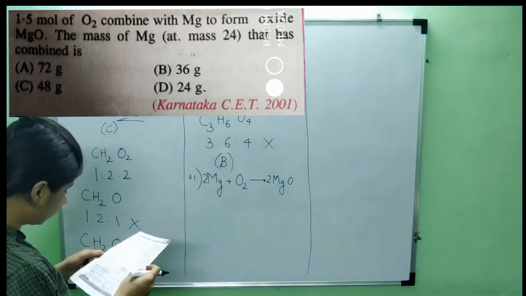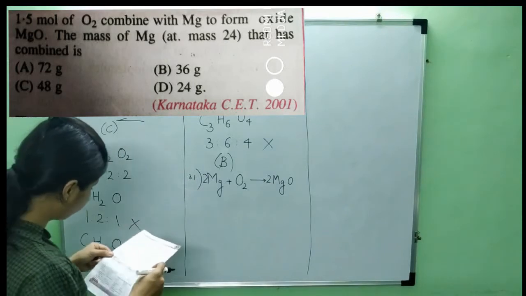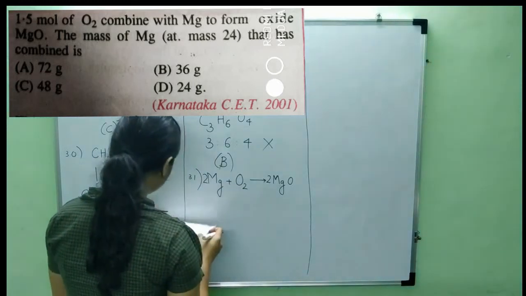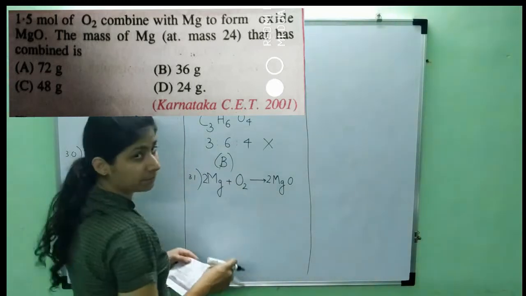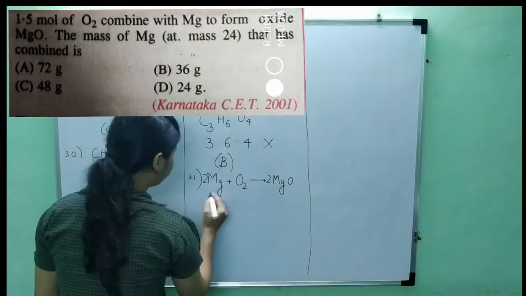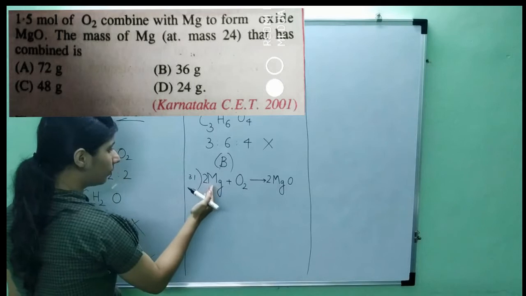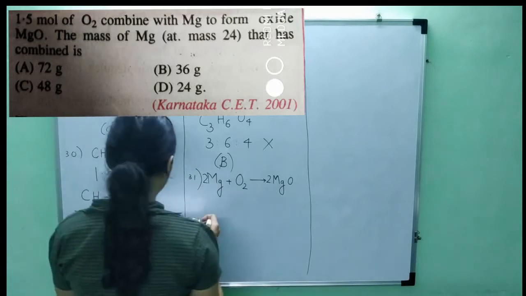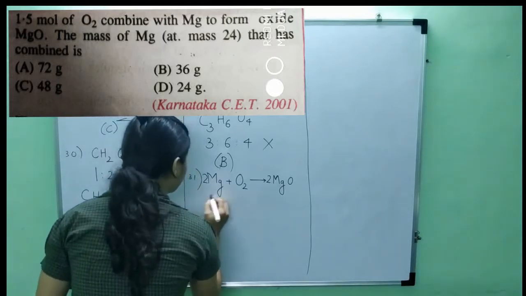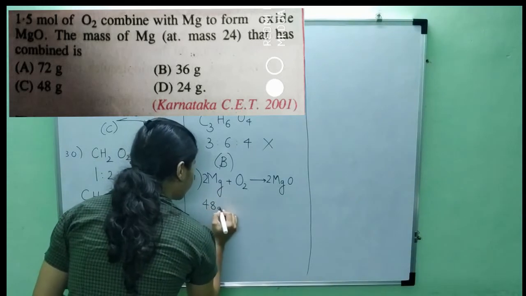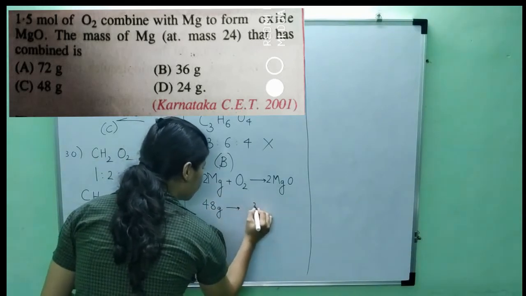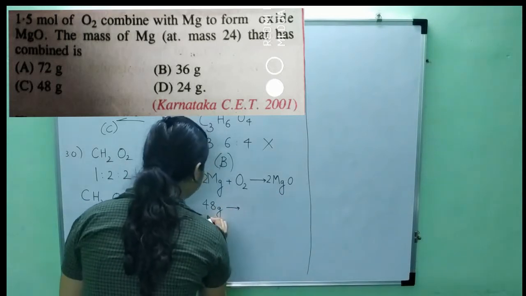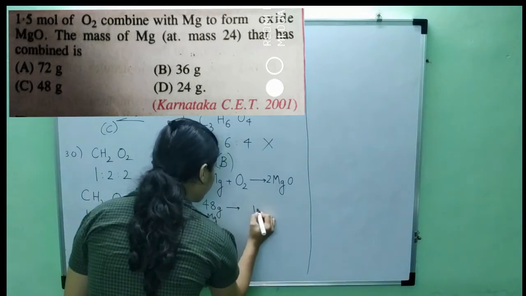Now what is asked? It is asked how much of it will react. 1.5 moles of oxygen is combining. What could be the mass of magnesium that is combined? So mole versus mass. Now if you see from the stoichiometry, 2 moles of magnesium. What is 1 mole of magnesium? 1 mole of magnesium is 24 grams, as given in the question. So 2 moles will be 48 grams. What I have to find out is the relation between moles. So 48 grams of magnesium combines with 1 mole of oxygen.